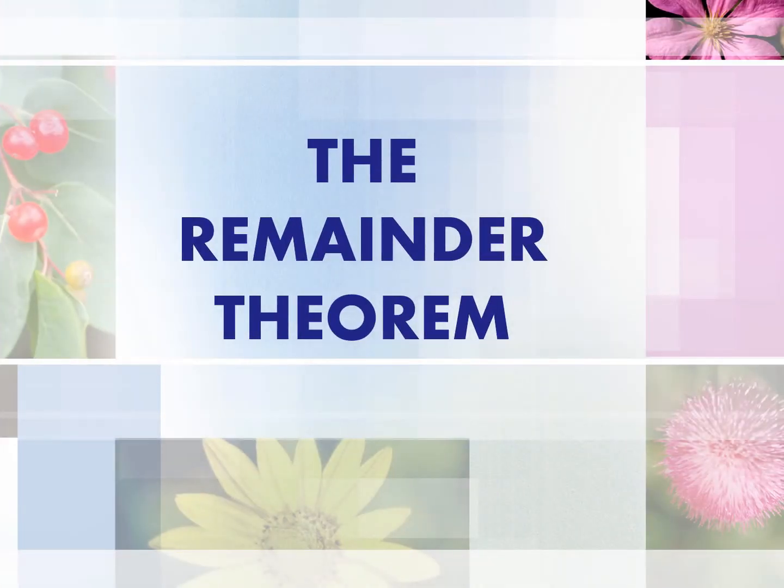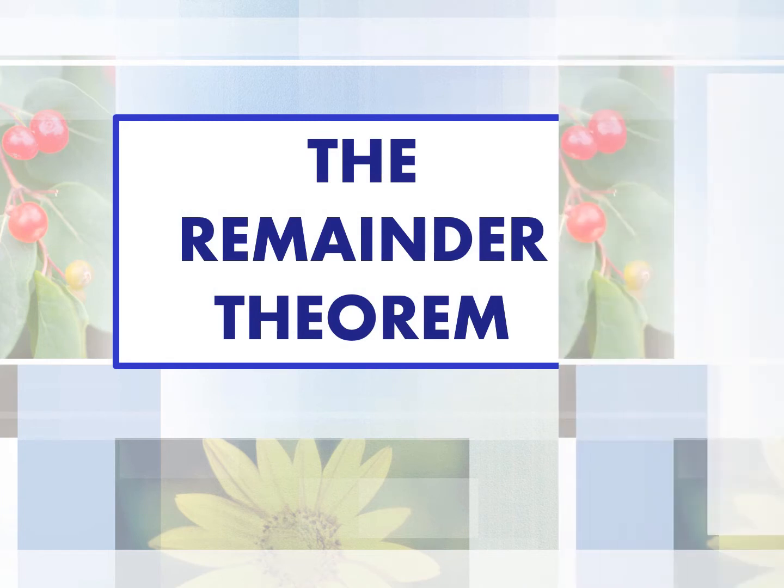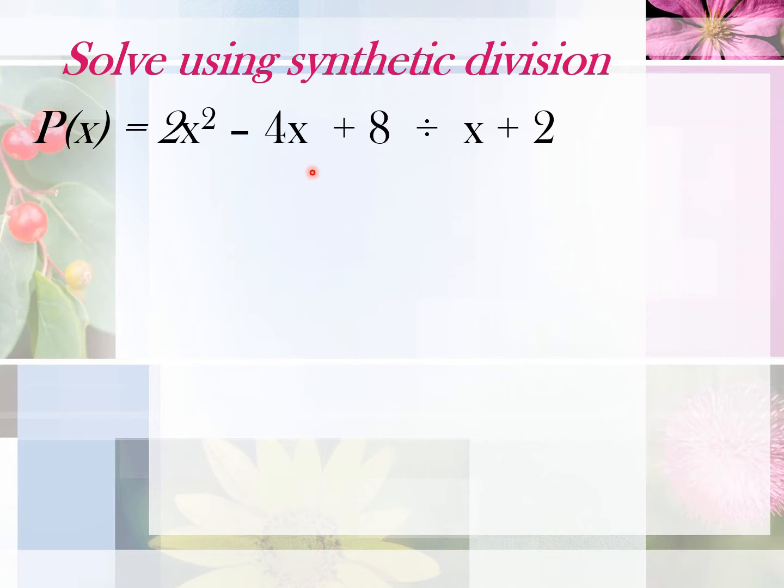This lesson will discuss the remainder theorem. Okay, let's solve this problem using synthetic division. P of x equals 2x squared minus 4x plus 8 divided by x plus 2.